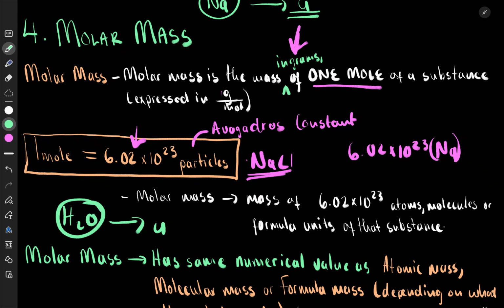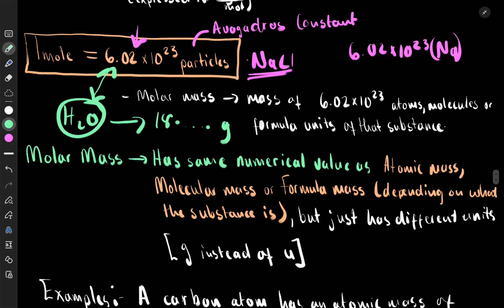If we now have 6.02 times 10 to the 23 waters, we can get that mass in grams. We just take that value in grams and that will be the mass. So it will be 18 point something grams. If you calculate, you're going to find this answer. So here's the statement that is important. It says that the molar mass has the same numerical value as the atomic mass, molecular mass, or formula mass. If you can understand this part, we can close this video right now.